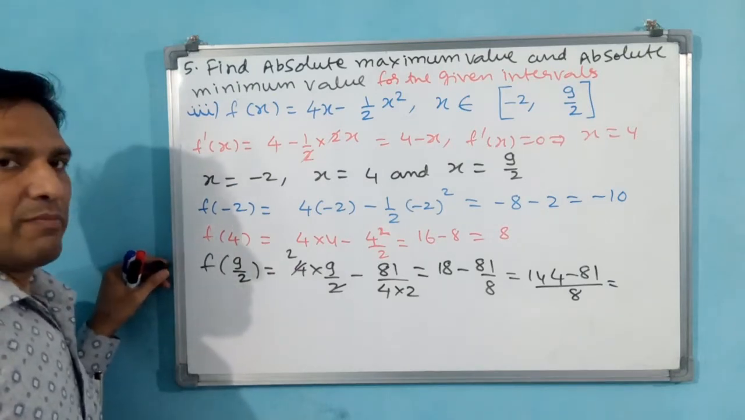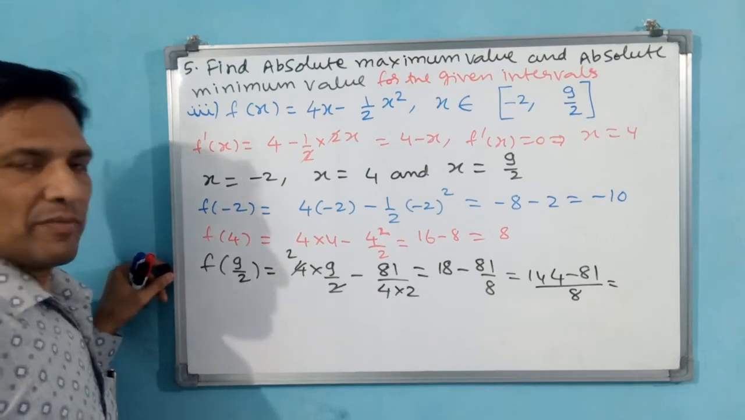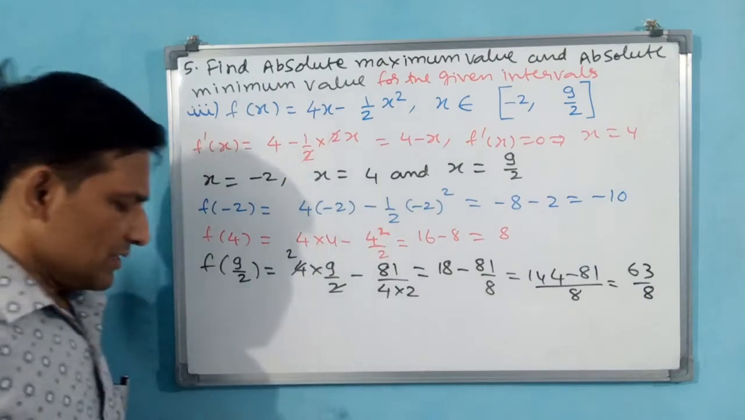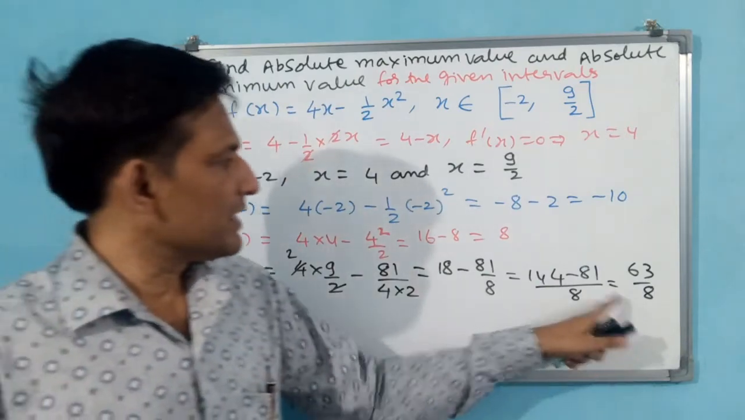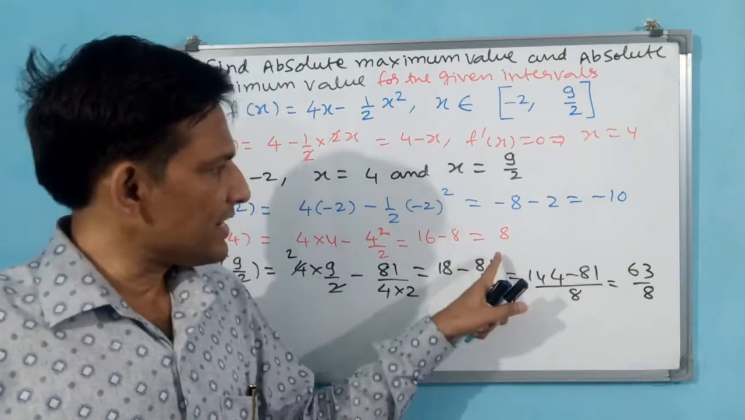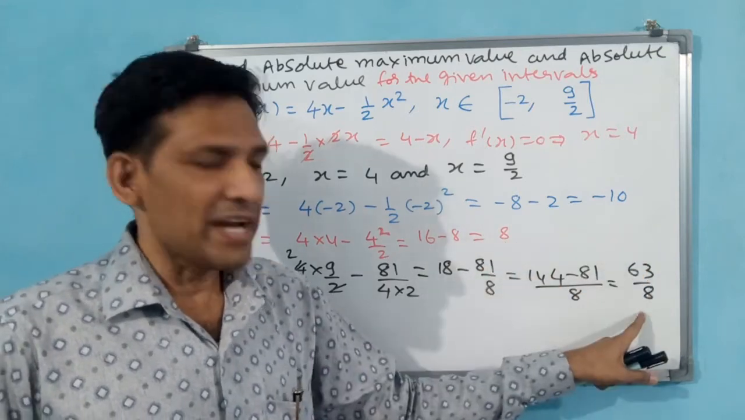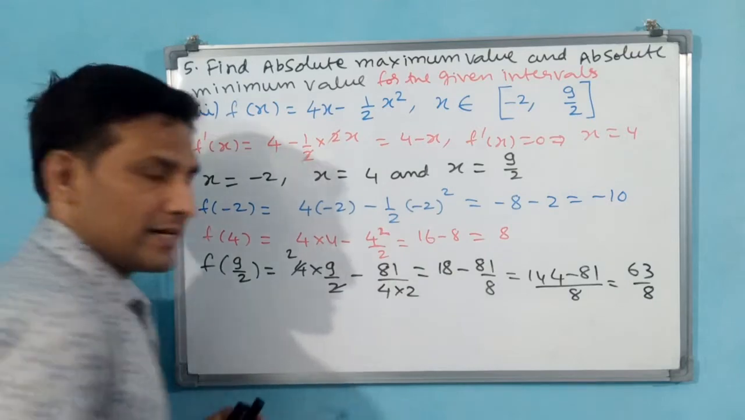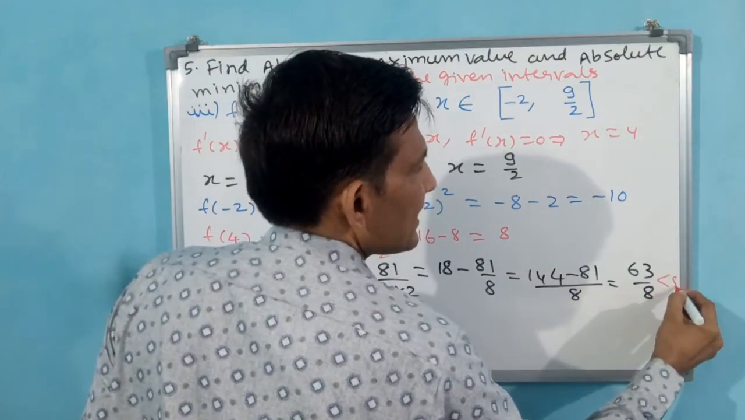144 minus 80 means 64. 144 minus 81 means 63. 63/8. Okay, see, 63/8, whether it is greater than 8 or less than 8? Less than 8 only. Why? Because 64/8 is 8, 63/8 is less than 8. Okay, write down, this is less than 8.